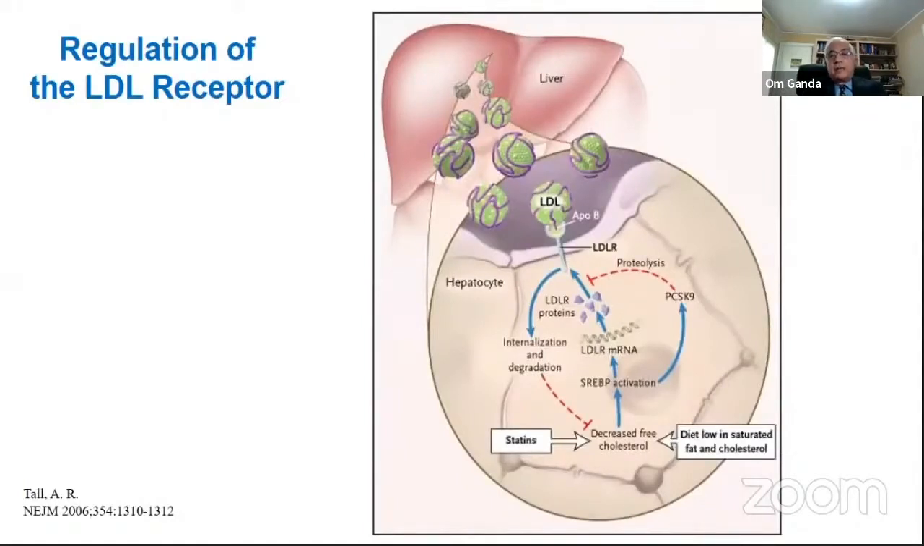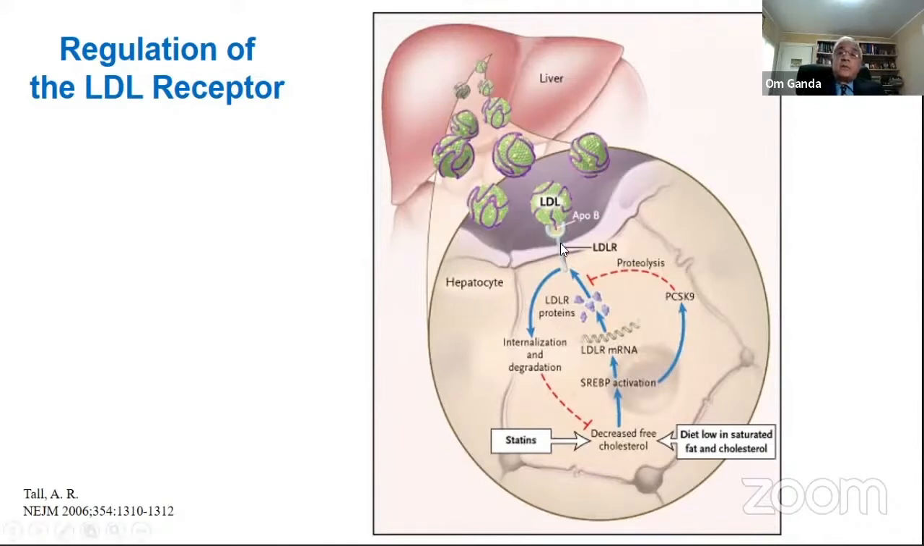You all know that, start from the bottom, this is a liver cell shown here. If you use statins, you decrease the free cholesterol in the liver cell, or that can be done with a very low saturated fat diet. As soon as the cholesterol pool in the liver goes down, the liver cell makes this very beautiful receptor called the LDL receptor, and that brings the cholesterol from the blood to the liver cell or other cells in the body, and that's how the LDL receptor works.